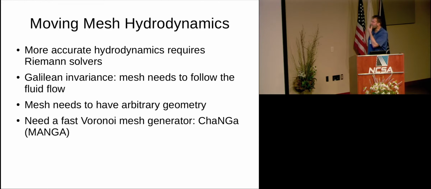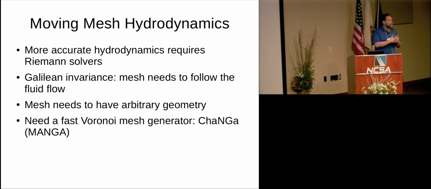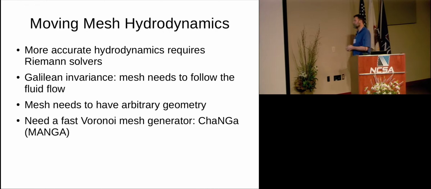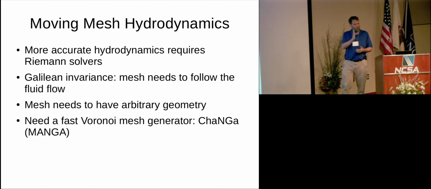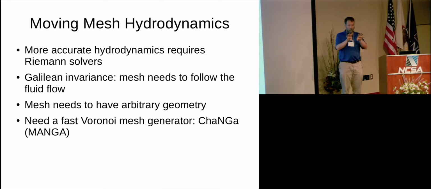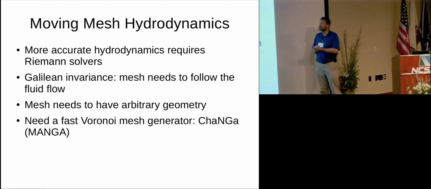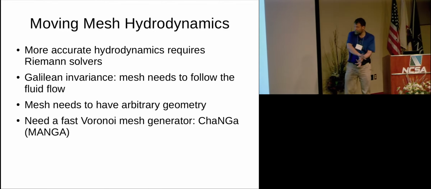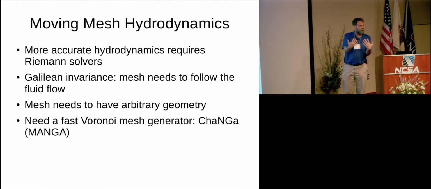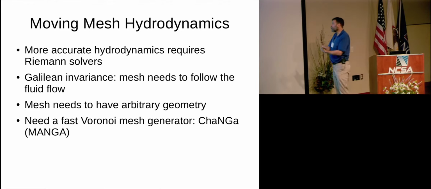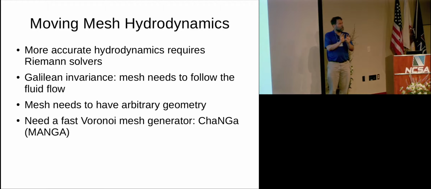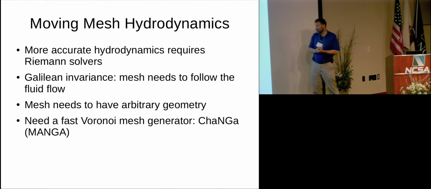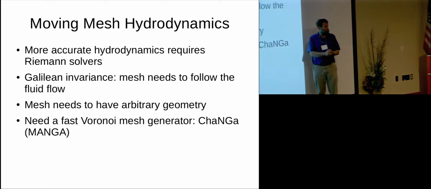Back to hydro, right? As we get to higher resolution, we need more accurate hydrodynamic solvers. Of course, the state of the art is Riemann solvers, where you solve the Riemann problem between your resolution elements. But you still need, at least for astrophysics, Galilean invariance. So if I'm going to have cells, those cells better follow the motion of the fluid. And I also need to be able to study arbitrary geometry. And so we need something where I can rapidly construct mesh cells that move, in an arbitrary geometry, and therefore, the Voronoi mesh is one.